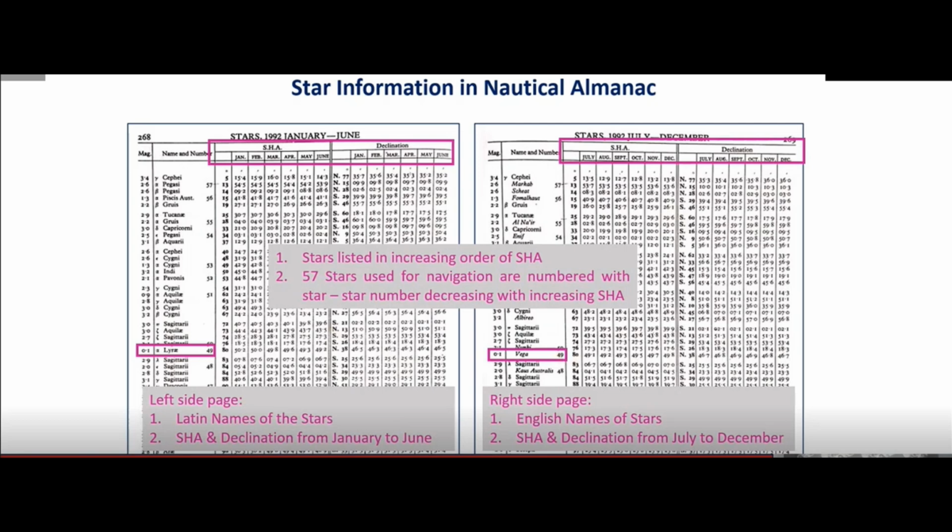That's right, beta. The stars are the same. Left side Latin names, right side English names. For our purpose, our examination, we use the English names. So even if it is the month of January, you will use this highlighted star as Vega and not as Alpha Lyrae.